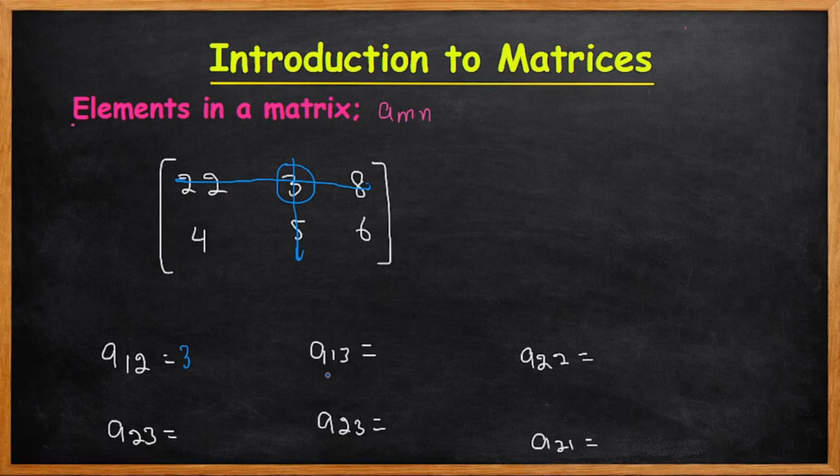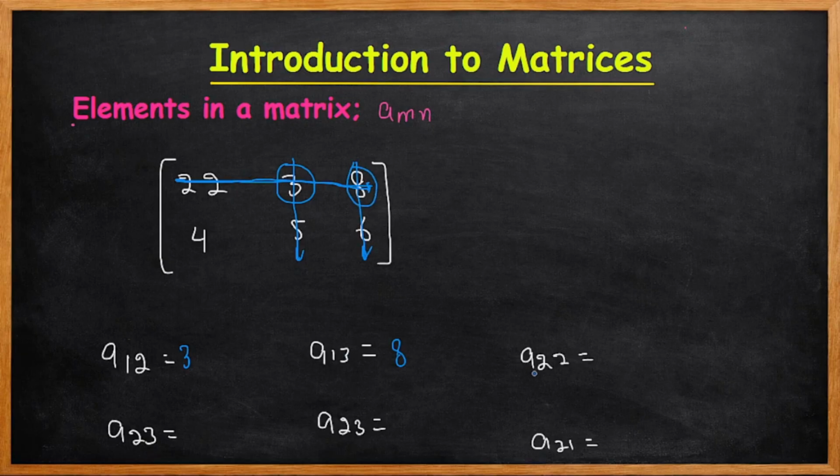And if we have to find A sub 1 3, then we have to go from left side to right side and row 1, which is this one, and we have to go from upside down and column 3, which is this one. So our desired element is 8.